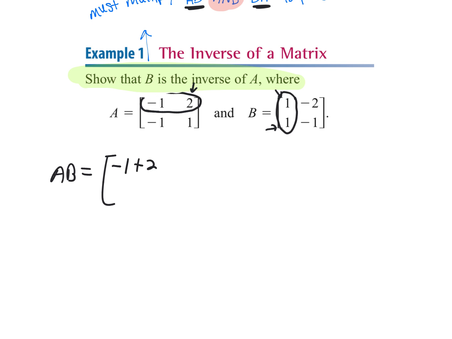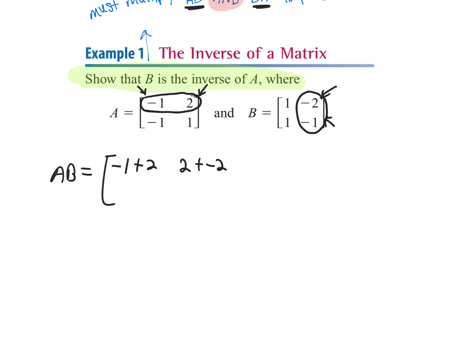So then I'll do the same thing with the next column. All right, so I'm going to do first row, second column. And then I'll do the same thing, go entry by entry. What's -1 times -2? +2. And then you do the second times the second. So +2 times -1, which is plus -2. Good.